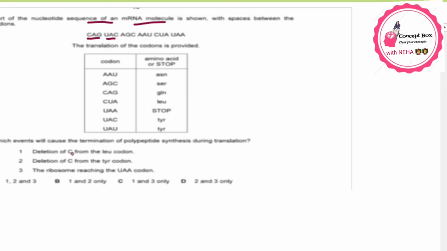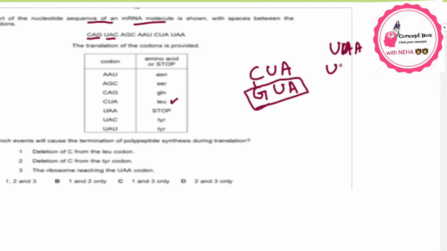So first is deletion of C from the leucine codon. So where is the leucine codon? This one. So if we delete the C, the leucine codon is CUA. If we delete the C, in place of C we know cytosine is always paired with guanine. So GUA, no, GUA is not the stop codon. Stop codons are just UAA, UAG and UGA. These 3 are the stop codons.